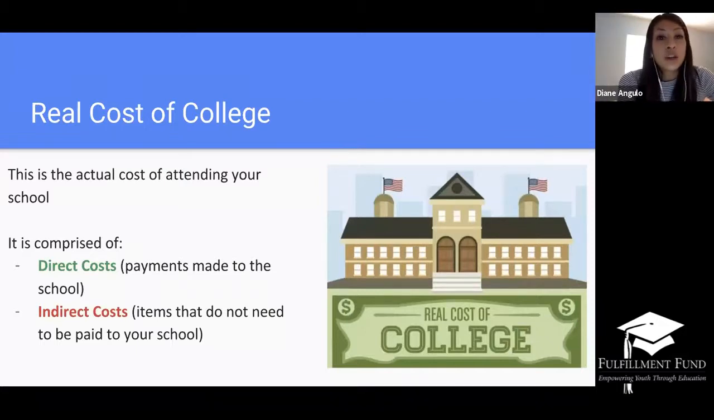Okay, so let's talk about the real cost of college. This is the actual cost of attending your school, and it's comprised of direct costs and indirect costs. Direct costs focus more on tuition and fees and housing and meals, and indirect costs are more like books, transportation, things like that. So these are items that you do not need to pay directly to the school, but that you will need when attending school. Direct costs need to be paid before you actually start your classes, just to make sure that everything goes smoothly and that you don't owe anything once you start college.